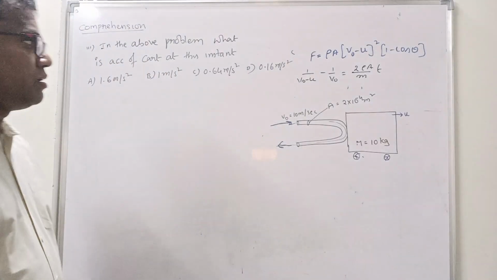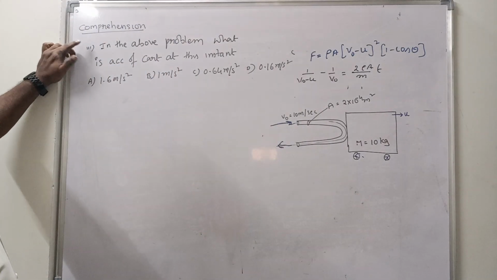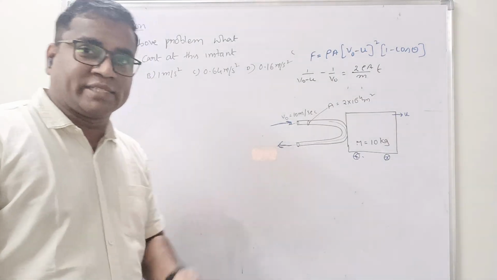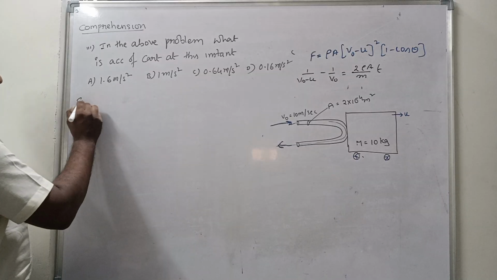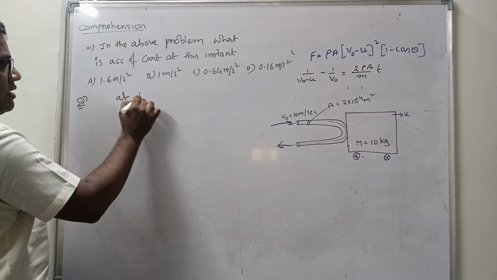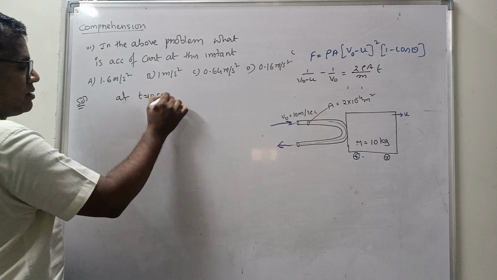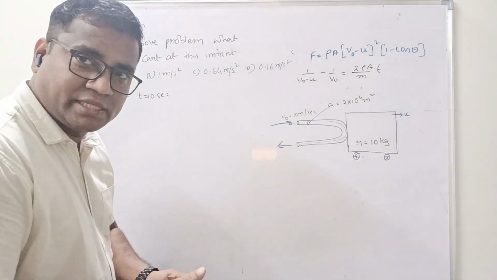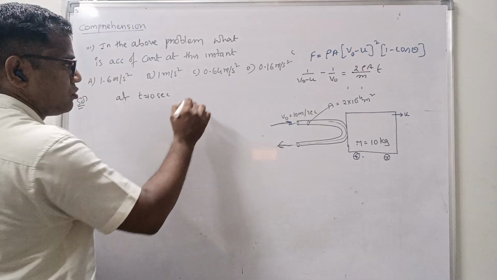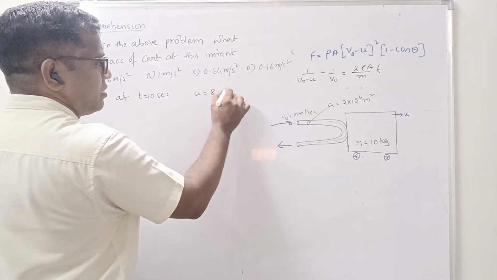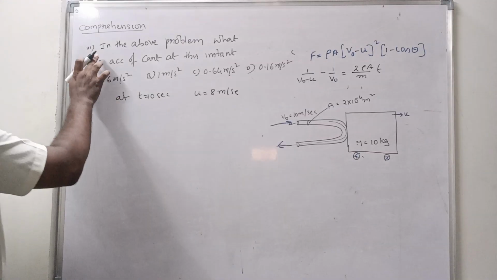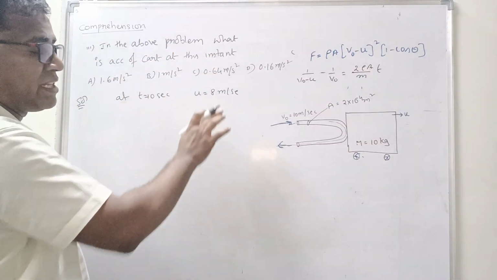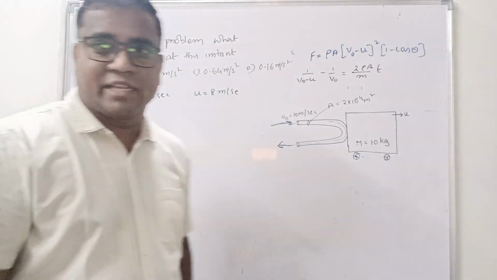See the third question. What is it asking? In the above problem, at t is equal to 10 seconds, we know the velocity of the cart is 8 meter per second, so U is equal to 8 meter per second. At this instant, what is the acceleration of the cart? We have to calculate the acceleration of the cart.